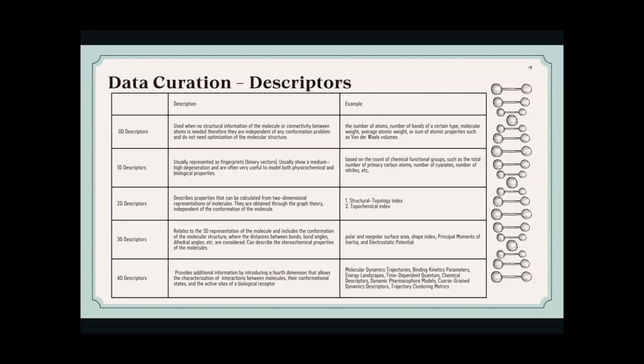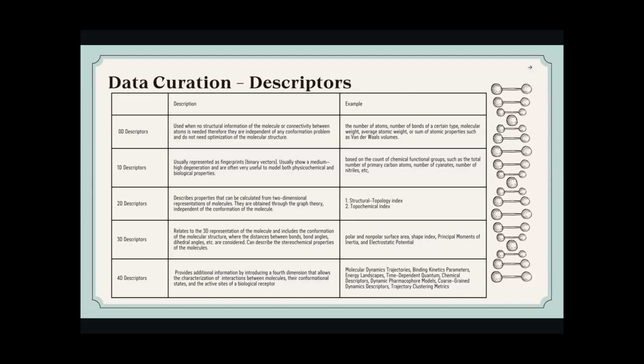And then there are the one-dimensional descriptors, usually represented as fingerprints or binary digits 1 and 0. Some examples would be carbon atoms, number of primary carbon atoms, and so on. And then there are two-dimensional descriptors that describe properties that can be calculated from two-dimensional representations of molecules. And there are two main types of those, the structural topology index and also the topochemical index.